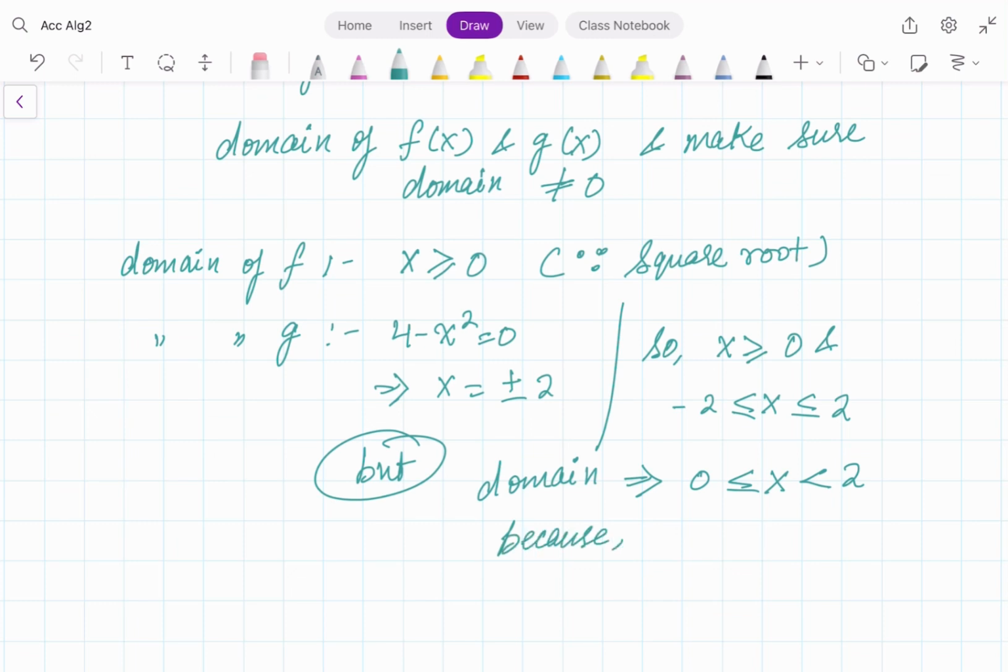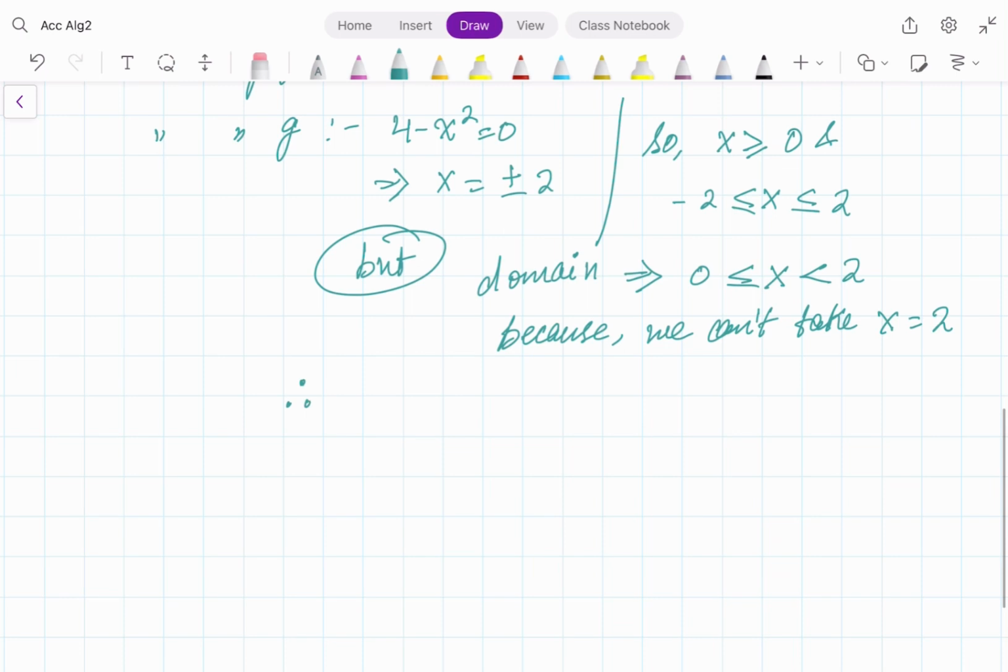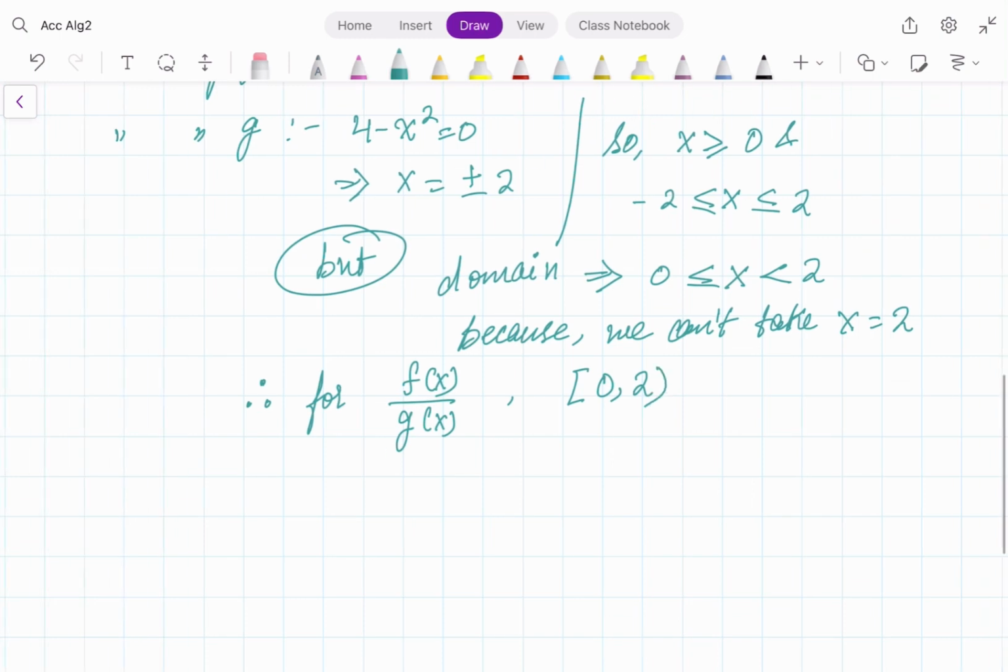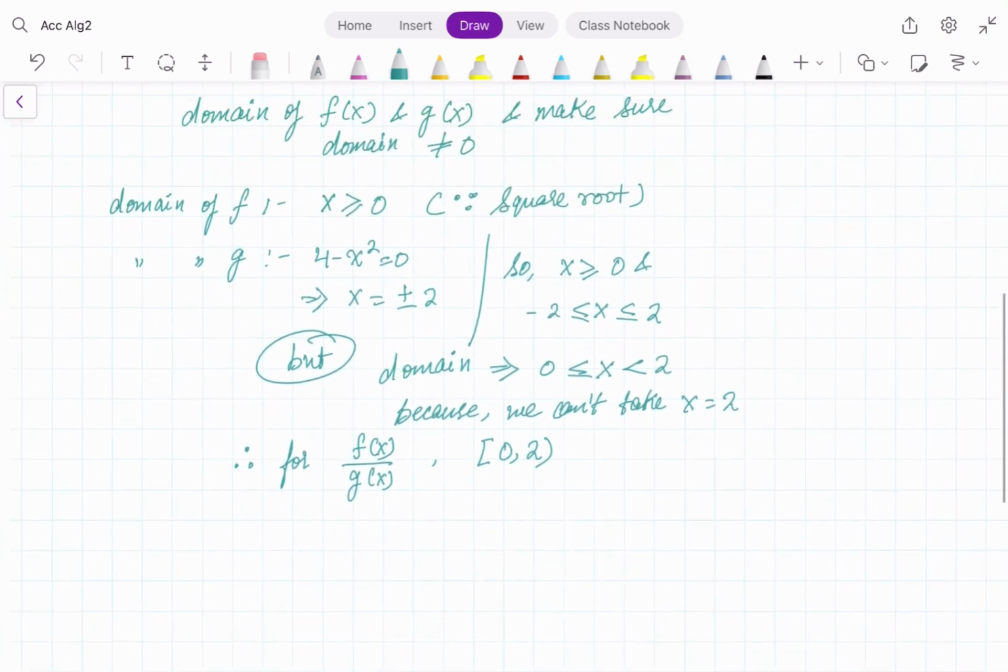So the domain for f of x divided by g of x is a closed circle for 0 and an open circle for 2. So x should be greater than or equal to 0 and less than 2, because if it is 2, then it will make 0 the denominator, which we don't want. Right. So be a little bit careful when we are dividing the two functions.